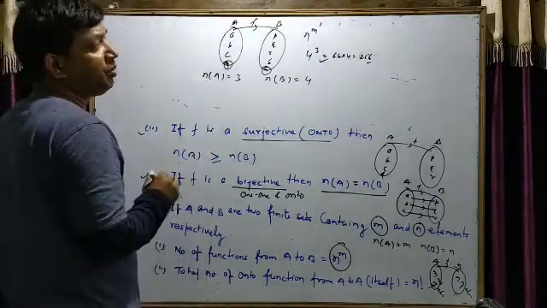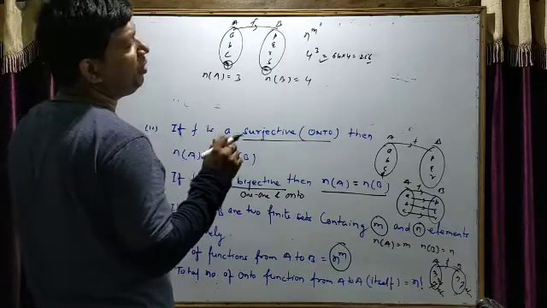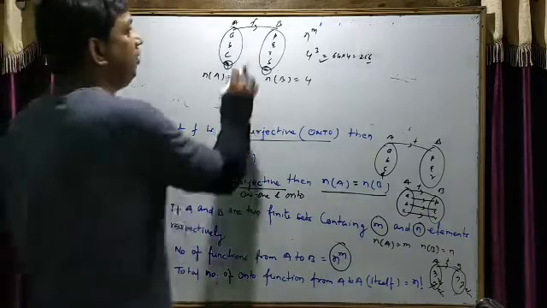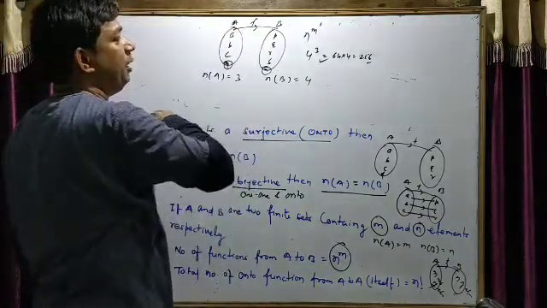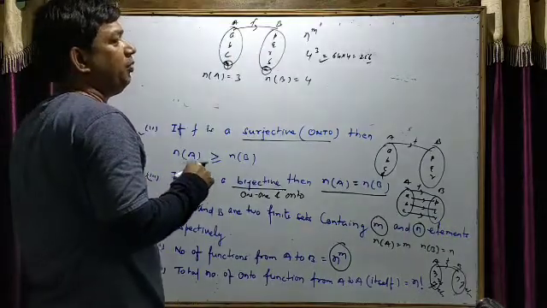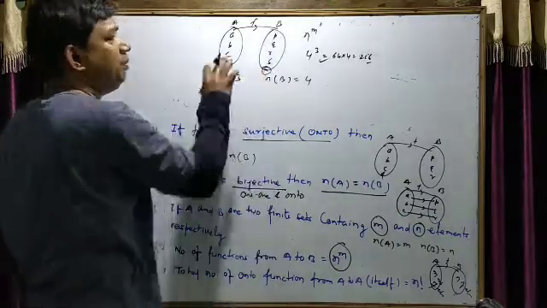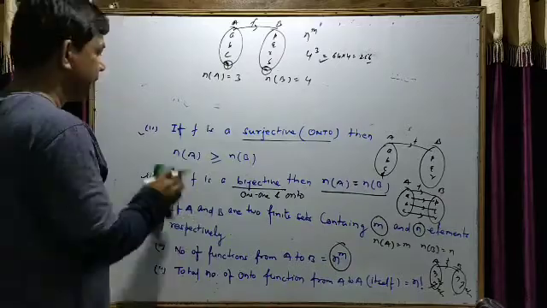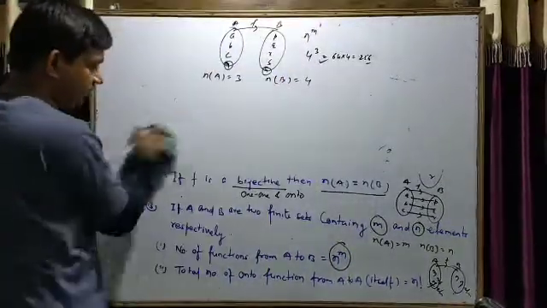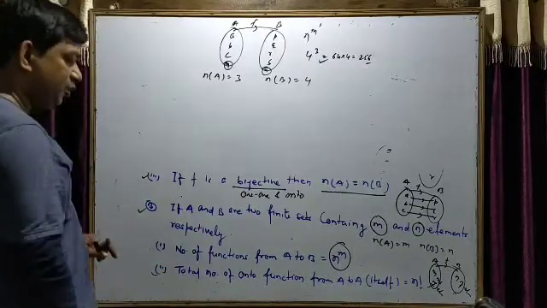Now 256 means 256 functions will be there. So be careful: if this set contains m elements and this set contains n elements, then the total number of functions is n to the power m. Okay. Now one more point is there. You just see first this one.